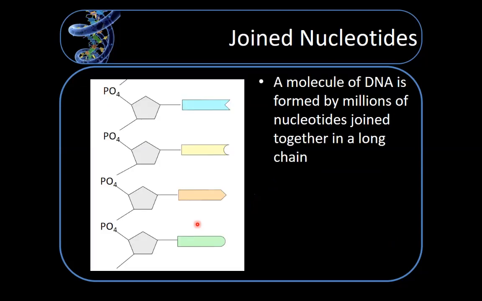Once again, a molecule of DNA is a macromolecule, or a polymer. It has a whole bunch of smaller subunits known as nucleotides, so several nucleotides joined together make up a polymer. If we annotate here, we've got our phosphate group. Let me turn off my pointer. We've got our phosphate group here.